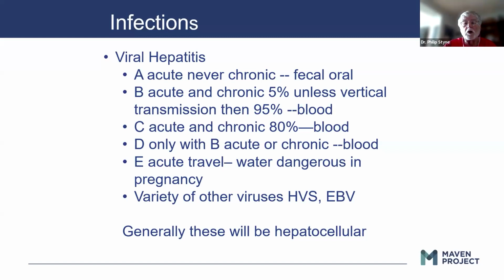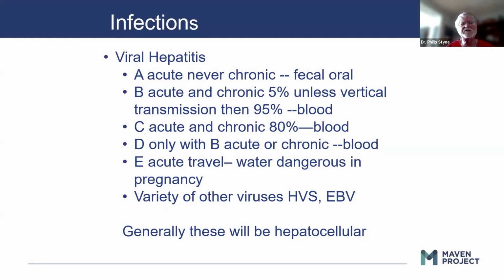C causes acute and chronic disease. The acute disease is almost always missed. It's very mild usually, and very rarely jaundiced. And people think of all hepatitis C as becoming chronic, when in fact only 80%. But on the other hand, it's 80%. But every once in a while, you will see somebody who had hepatitis C, didn't get treated, and doesn't have active disease.